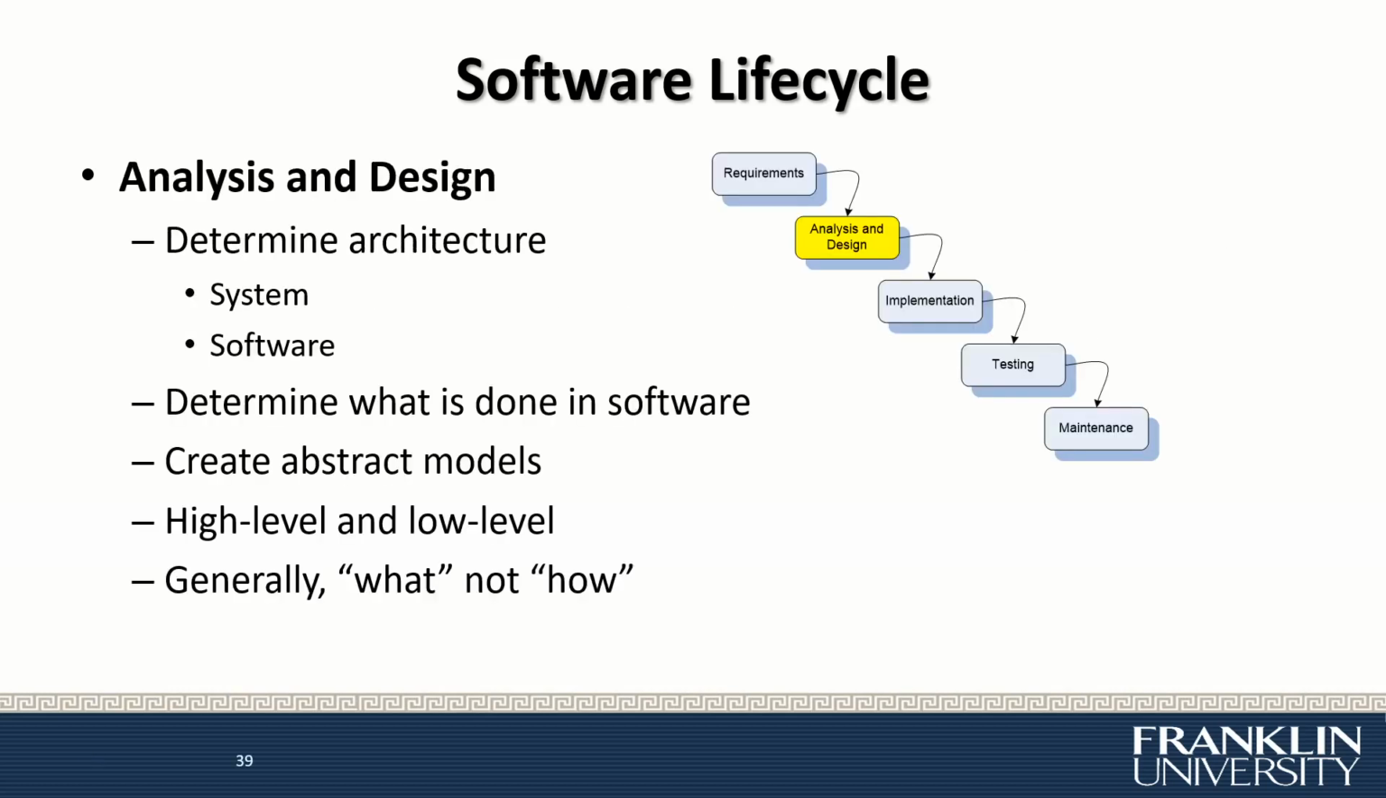Well, you should sit down and analyze and design the program. Determine the architecture, the system architecture, the software architecture. Determine what is done in the software. And at this stage, you are creating an abstract model. It can be a high level and a low level design model. Generally speaking, at this stage we are deciding what the software should do, not how the software is done.